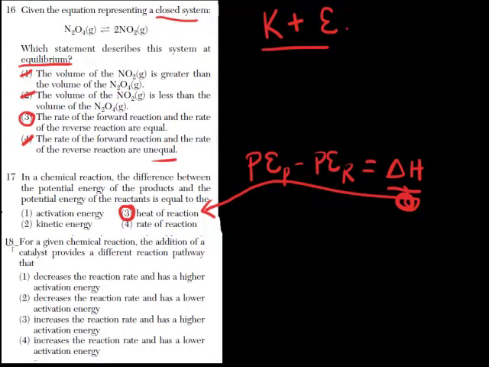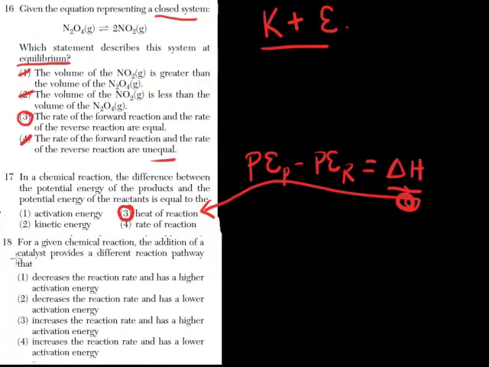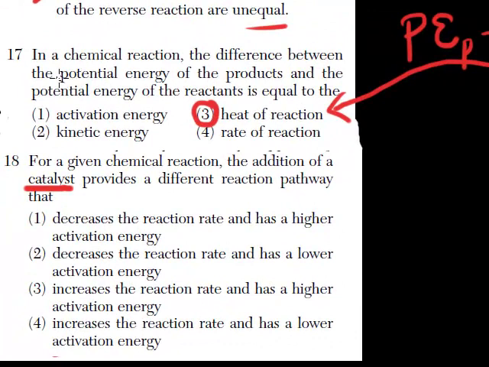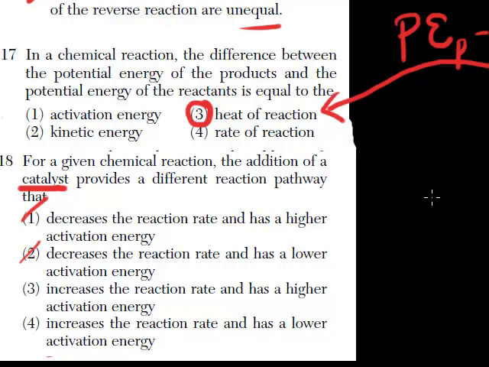Question number 18. For a given chemical reaction, the addition of a catalyst provides a different reaction pathway that, and now we have several different choices. What does a catalyst do? Hopefully you recall from class that catalysts speed up reaction rate, so we can get rid of answers 1 and 2 because they're both telling us that the reaction rate is decreasing, which is not true. So how do they do it? How does a catalyst actually increase the rate of a reaction?